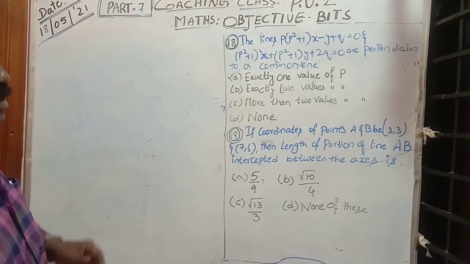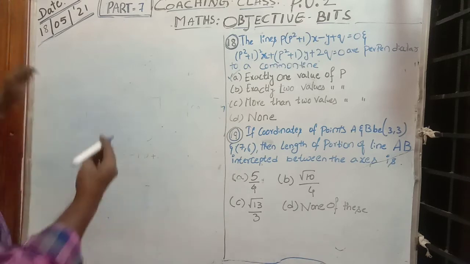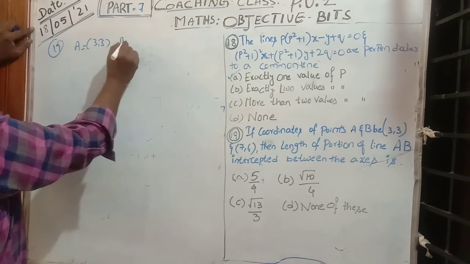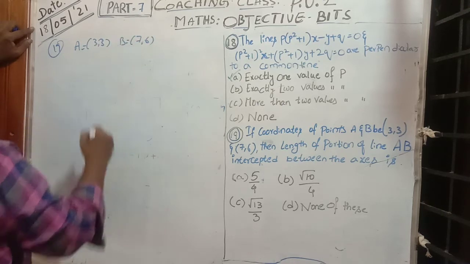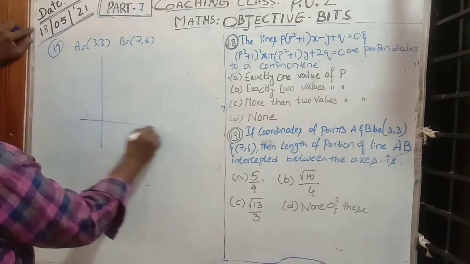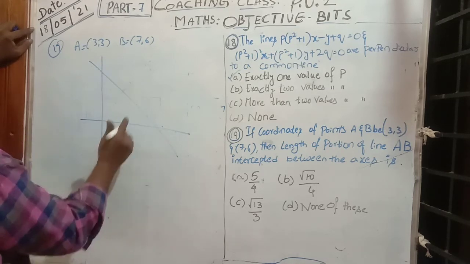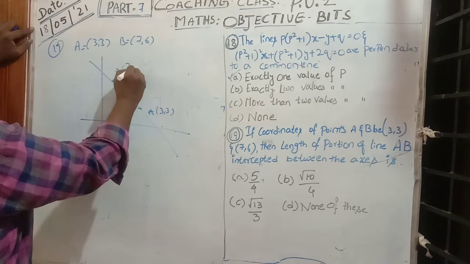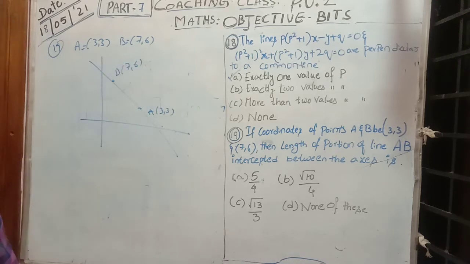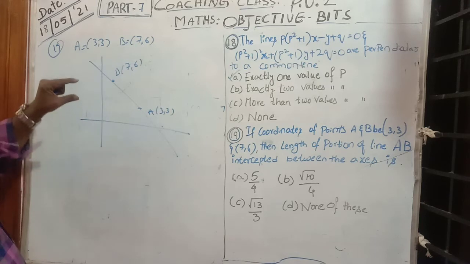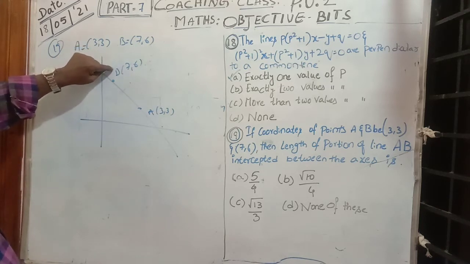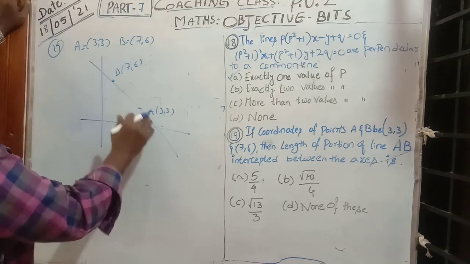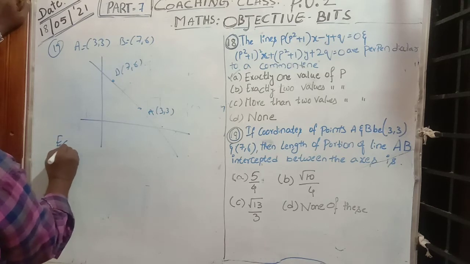You see, the coordinates of the points were given: A is equal to 3, 3 and B is equal to 7, 6. The two points are there. A line is like this. It is passing through the two points A (3, 3) and B (7, 6). Like this we assume. This is just a diagram only, not actual. Okay, just I'm taking. If the line AB is passing through A and B, then what is the equation of AB?